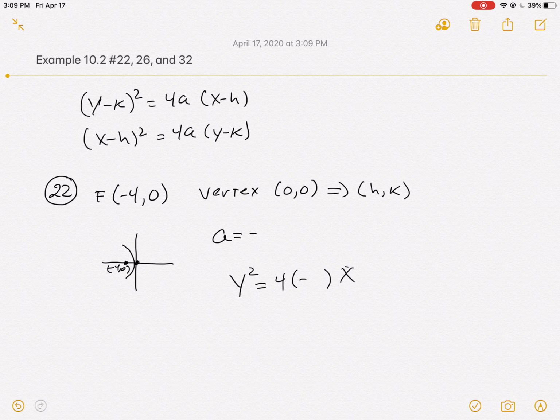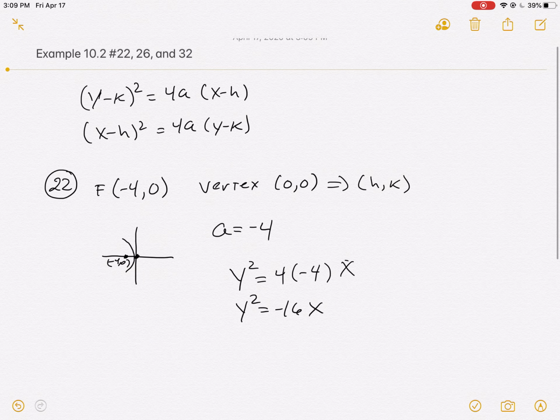So notice we're given 2 points. We'll be able to figure that out. Well, hopefully you've read that a is the distance. You could see it at the top of page 637, from the vertex to the focus point. And so we know that that's 4 because it takes 4 units to travel from 0, 0 to negative 4, 0. So a is negative 4, the negative nature because it was opening to the left. And so what's the end equation? Y squared is equal to negative 16x. That should help supplement some of those examples that you had.